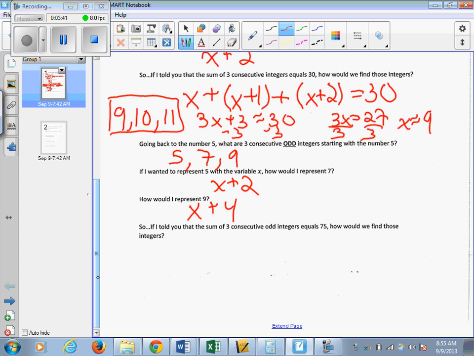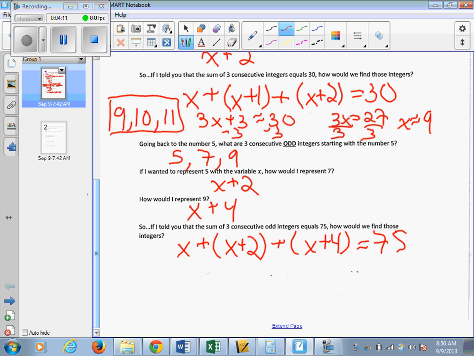So if I told you that the sum of three consecutive odd integers equals 75, how would we find those integers? We're going to set it up just like we did in our problem before. Sum means we're adding, so we have x is our first integer. We don't know what it is yet, so we just use x, plus x plus 2 for our next odd integer, plus x plus 4 is equal to 75.